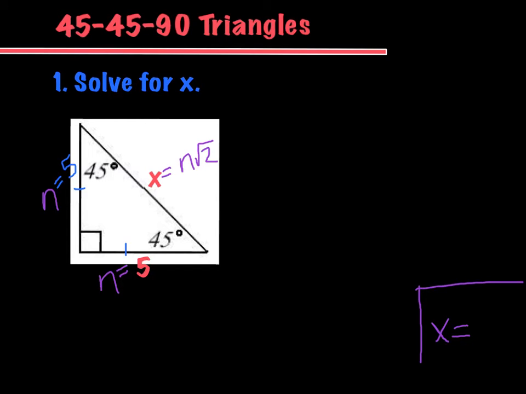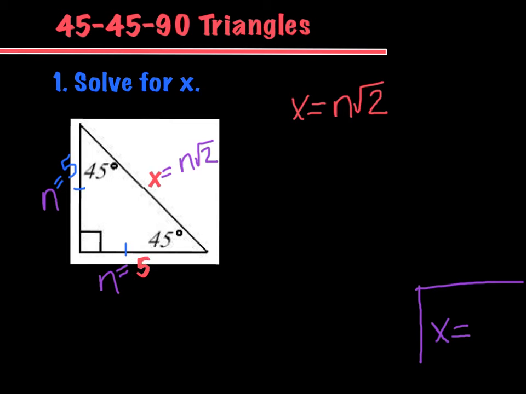What you do is you look for your variable that you're trying to find. We're trying to find x. And now we have something to work with. So we're going to write our equation off to the side. X equals n root 2. Well, we're trying to solve for x, so we need to know one more piece of information. What is n? Well, if we look down here, n is 5.